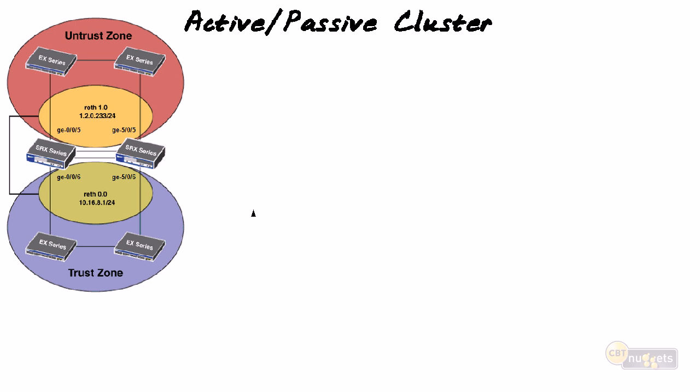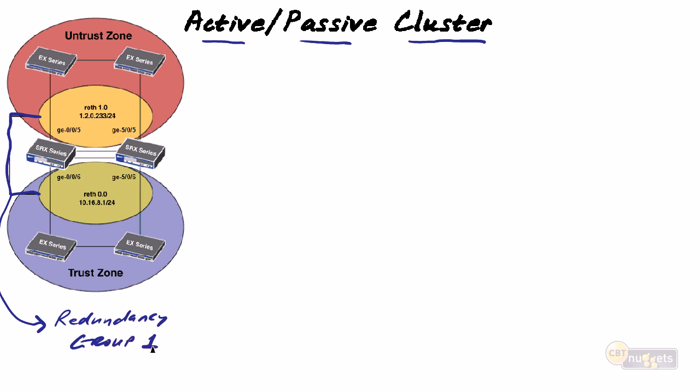Now, by the way, before we get into the active-passive, which is really the main focus of this nugget, what about this line right here that connects RETH 1.0 with RETH 0.0? Well, that just happens to be our redundancy group. And it's the first one, so it would be redundancy group 1. Okay, so both of these RETHs belong to redundancy group 1.